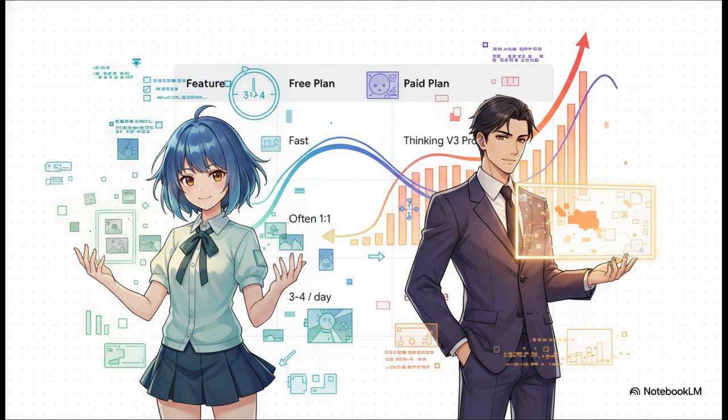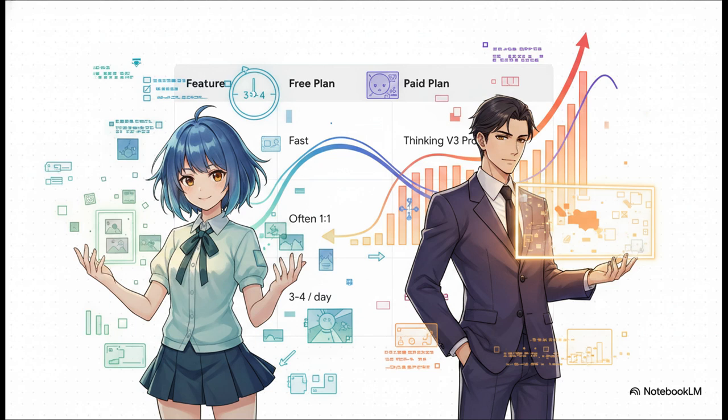Now, we do need to impartially note the differences between the free and paid tiers of Gemini when you're generating these images. The free tier uses the fast model, which is great, but it does limit you to about 3 or 4 image generations per day. More importantly, the free version can sometimes struggle with specific aspect ratios, frequently defaulting back to just a 1-to-1 square.